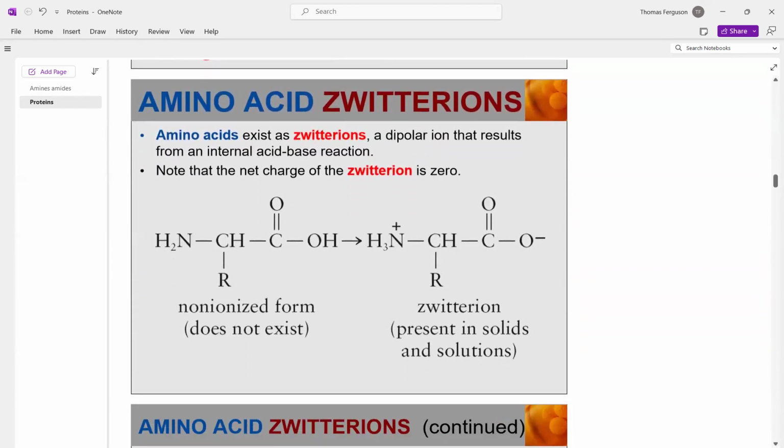Another thing interesting about amino acids, they can be both an acid and a base at the same time. And they can be ionic at the same time as well. It's called a Zwitter ion. A Zwitter ion. So whenever you see an amino acid, it should be written like this, not like this. That does not exist.